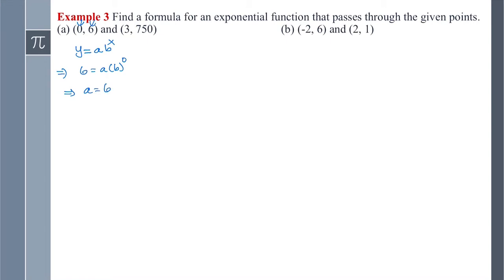Okay. Now let's use this second point. We will rewrite that equation. So y equals ab to the x. And then when we use the second point, we have 750 as y, and now we know the value of a because it's 6. So we can put that 6 times b to the x is 3. Now all we need to do here is find b and then we can write our function, okay?